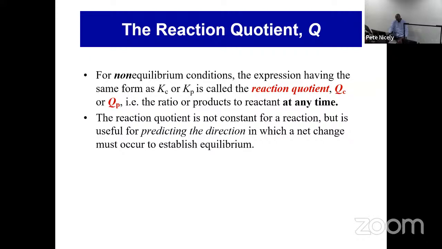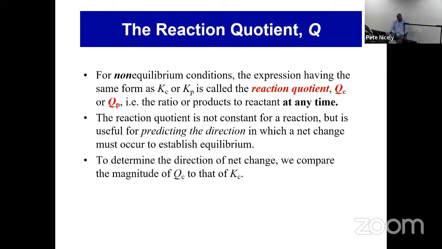Now, this is important because the reaction quotient is not constant, but we can compare it to the Kc value to make predictions as to which direction the reaction will shift in order to establish equilibrium. So as we say here in this line, we compare the magnitude of Qc to Kc to make such predictions.